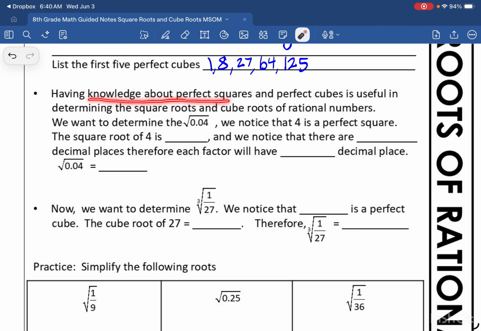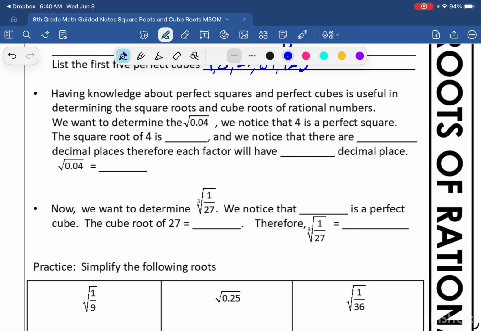Having knowledge about perfect squares and perfect cubes is useful in determining the square roots and cube roots of rational numbers. We want to determine the square root of 4 hundredths. We notice that 4 is a perfect square. The square root of 4 is 2. And we notice that there are 2 decimal places. Therefore, each factor will have 1 decimal place. So the square root of 4 hundredths is going to be 2/10.